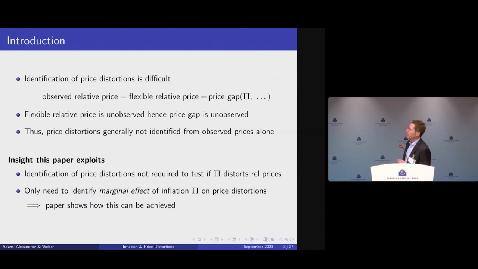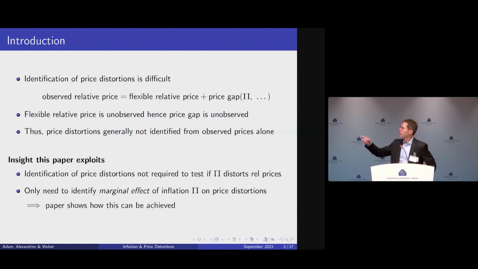Now look at this decomposition over there, which has the observed relative price. That's the sticky price that the firm sets. And you can decompose it into the flexible relative price, that's the price that the firm would like to set absent pricing frictions, plus the price gap, which is just the gap between the sticky and the flex price. And that price gap is the distortion, which depends on inflation, idiosyncratic shocks, the degree of suboptimality of inflation, what have you, right?